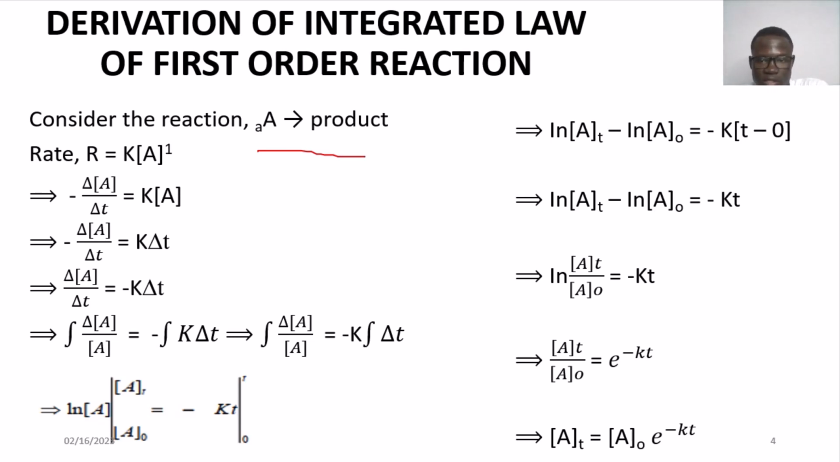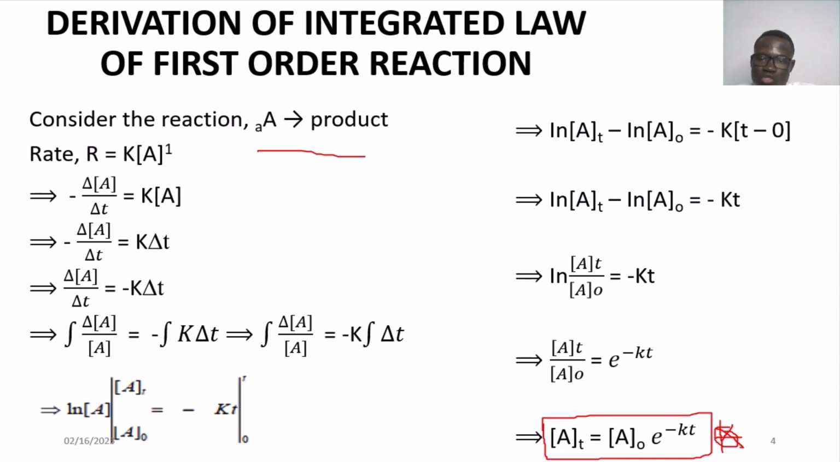So after integrating this, then basically we are going to have the natural log of the concentration of A at any time t divided by the initial concentration of A is equal to negative kt. So when we rearrange this equation, then we come up with the concentration of A at any time t is equal to the initial concentration of A times the anti-log of the natural log, which will give us e to the power negative kt. So take note of this formula very carefully because we'll be using it most often in our calculations. So this is basically the equation.